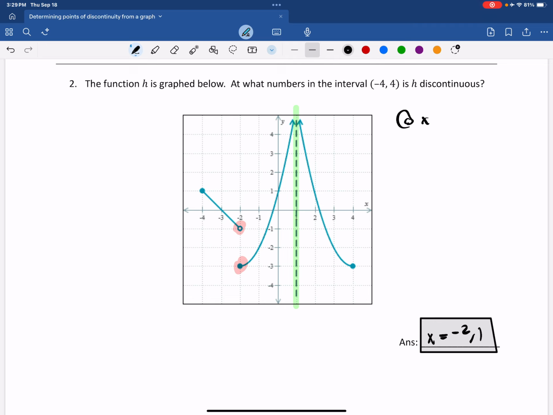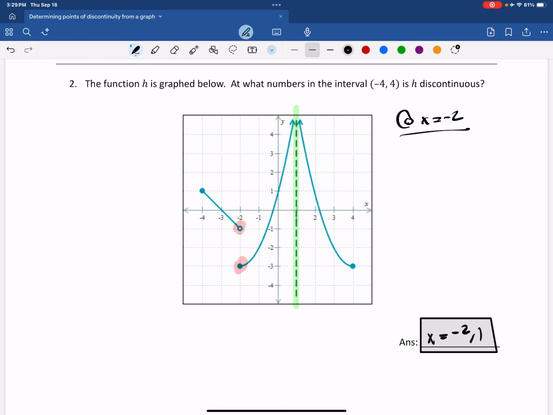So at x equals -2, what does it violate? First, we check to see if the function exists. Here's the closed circle. The function does exist. Next, we check, does the limit exist? Well, as I come from the left, it looks like my y value is -1. As I come from the right, it looks like my y value is -3. So notice that left and that right, they don't agree. They're not the same thing. And if the left and the right don't agree, then the limit does not exist at that point.